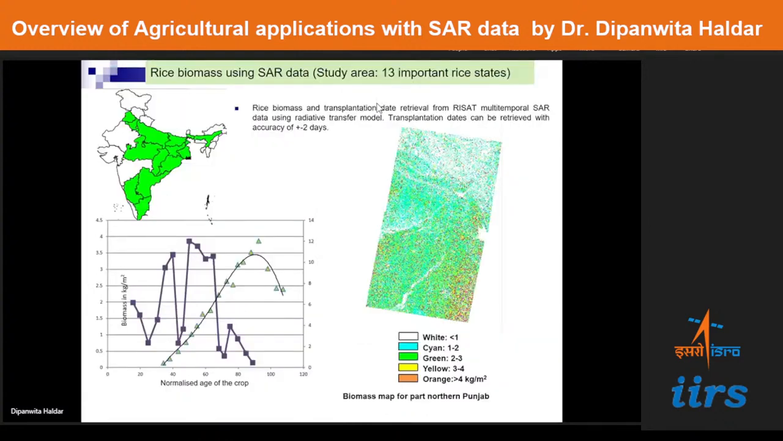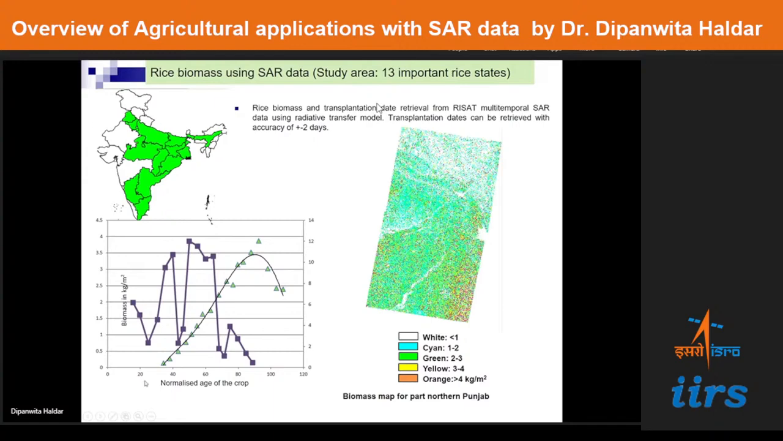For example, rice biomass estimation has been carried out by our team for all the important rice growing states, and this is also being operationally carried out by the Mahalanobis National Crop Forecast Centre located in New Delhi under the Ministry of Agriculture. The biomass and the transplantation date retrieval from multi-temporal ISRO data is being done with very high accuracy, and the transplantation date can be retrieved with an accuracy of ±2 days.